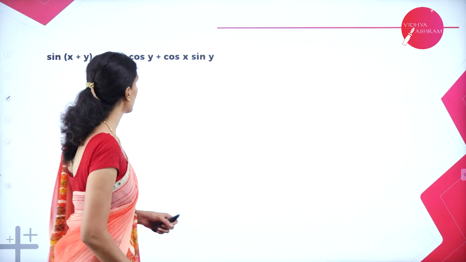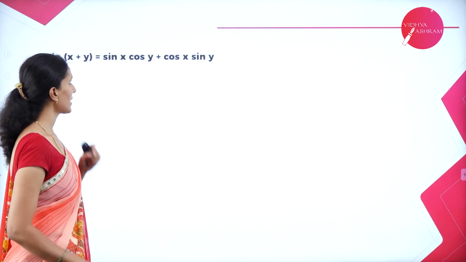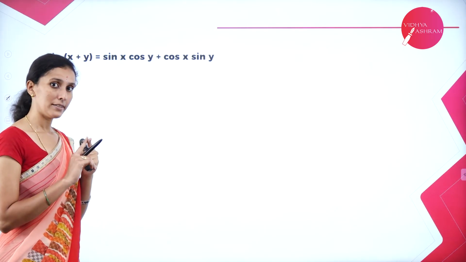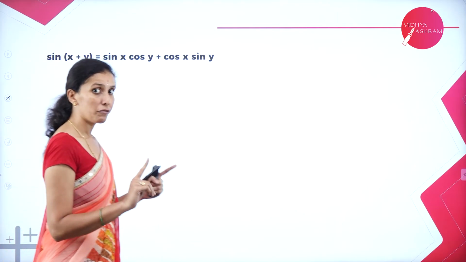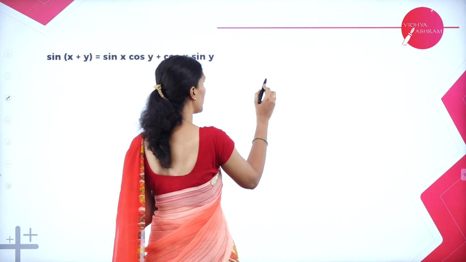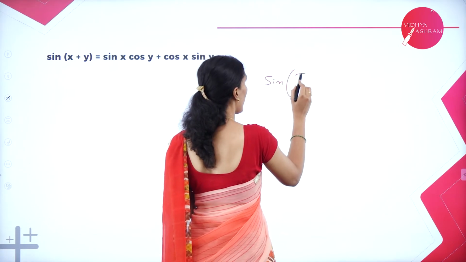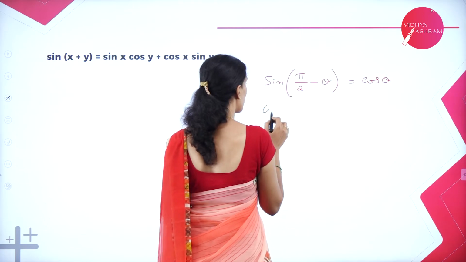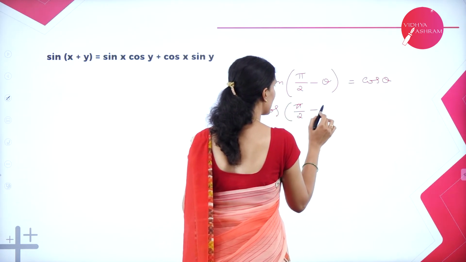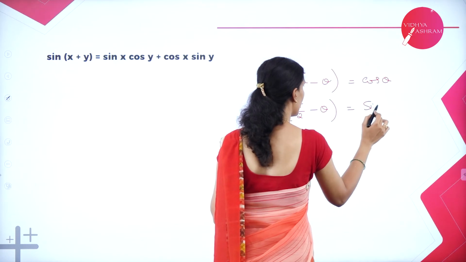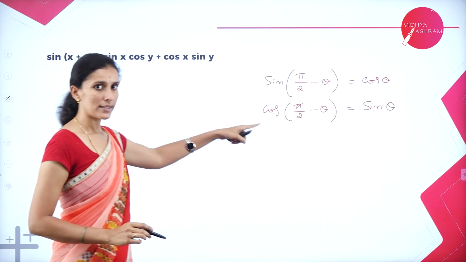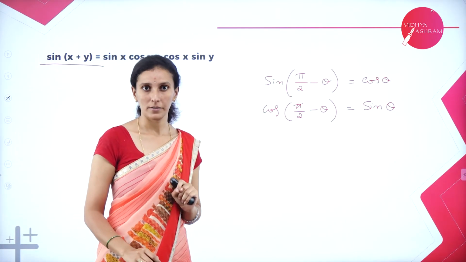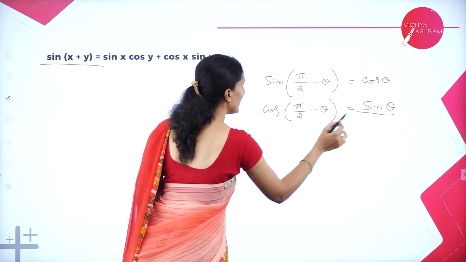Next we have sin(x plus y) is equal to sin x cos y plus cos x sin y. Here sin is given, but the theorem was about cos. But we know the allied angle property. We know that sin of (pi by 2 minus theta) is cos theta. Similarly, cos of (pi by 2 minus theta) is your sin theta. So the same concept I am using here: you need your sin, but you can express it in terms of cos. So let me write sin in this form.